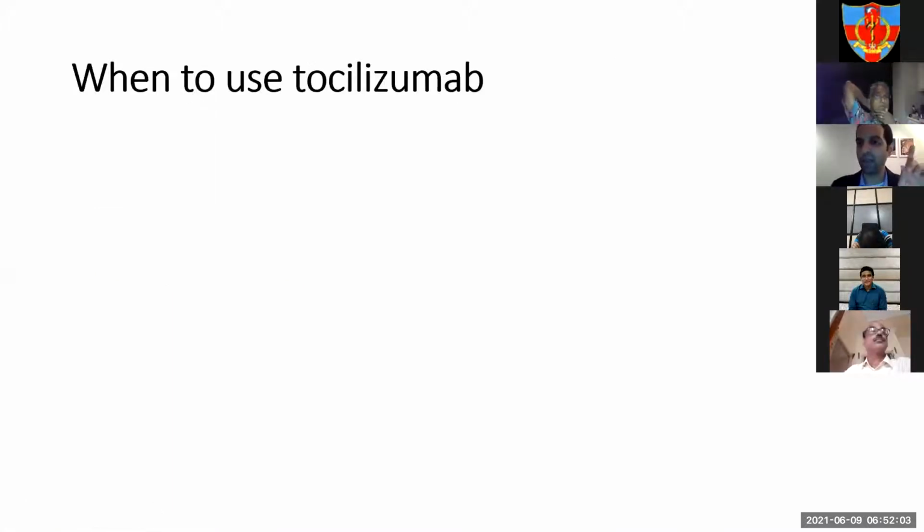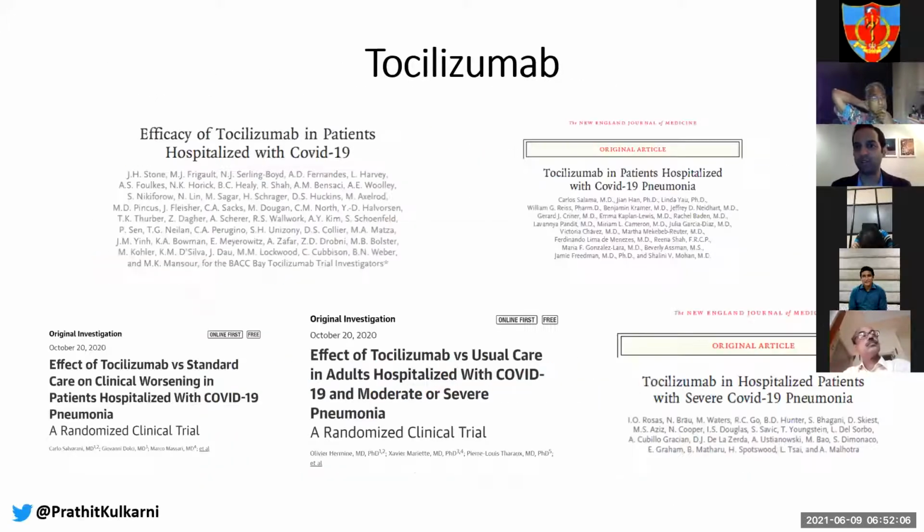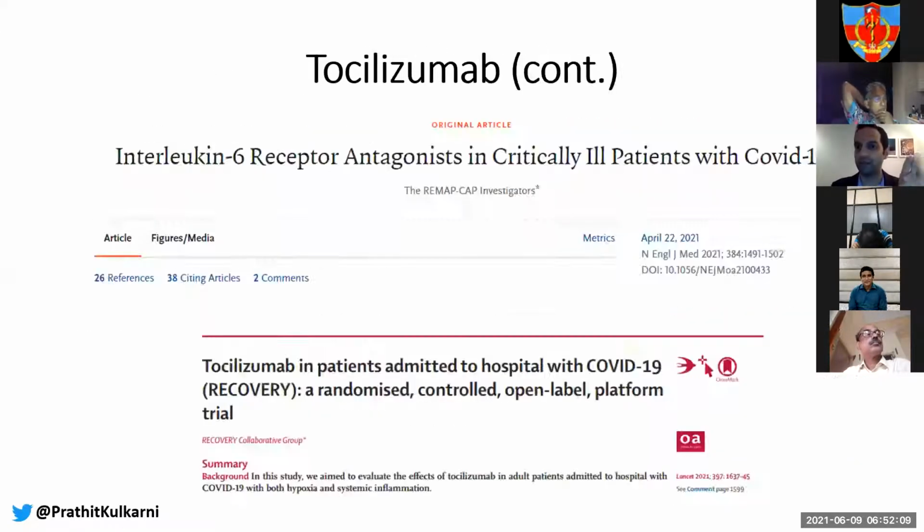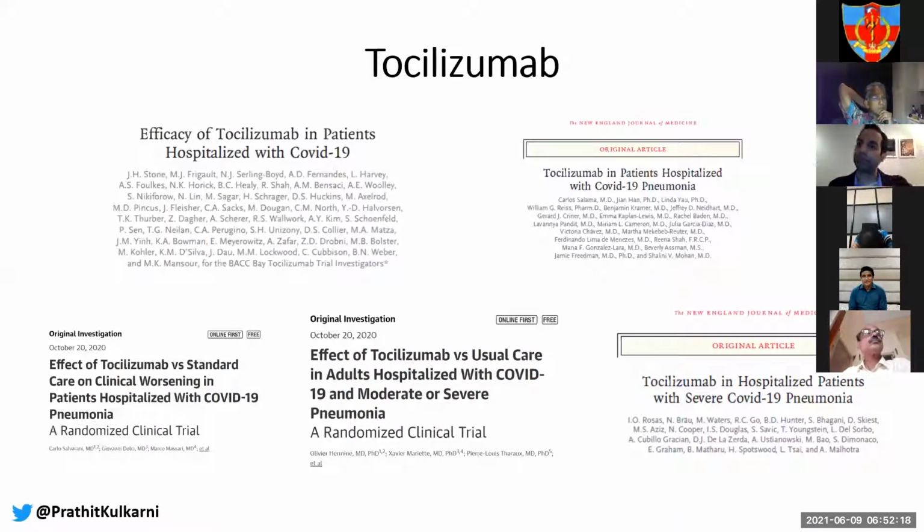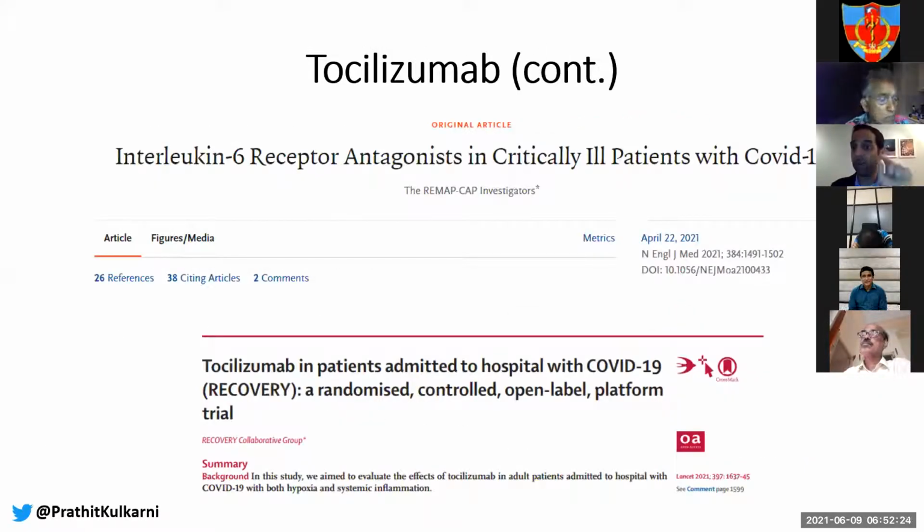So when to use tocilizumab? Because as I told you, these 5 trials showed no benefit, but these 2 trials showed mortality benefit. Now, why is that? The reason is, in these 5 trials, tocilizumab was used in patients who were already in the ICU for several days. In these trials, the ones that showed a benefit, tocilizumab was used earlier. It was used sooner. If you use tocilizumab too early, it's not going to be of benefit. If you use tocilizumab too late, it's also not going to be of benefit. Patient is already too sick. You have to use tocilizumab in the middle.